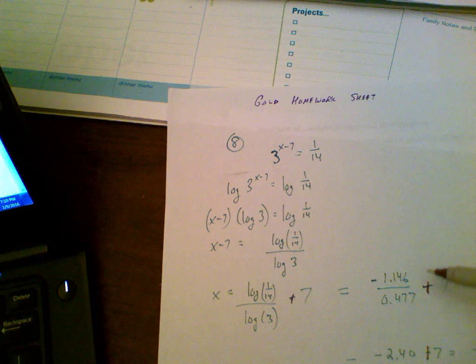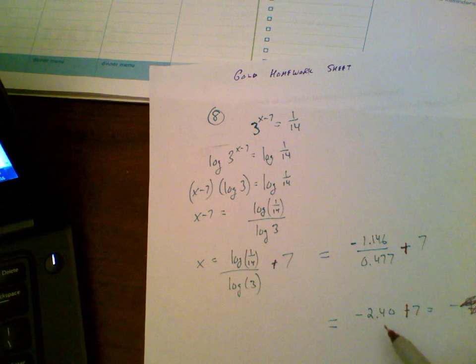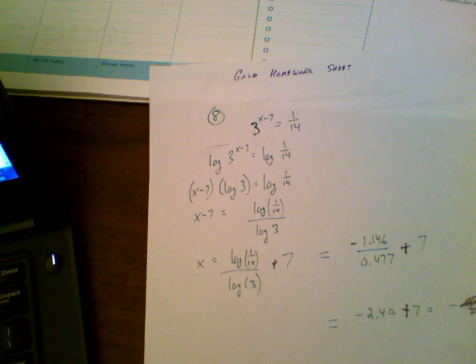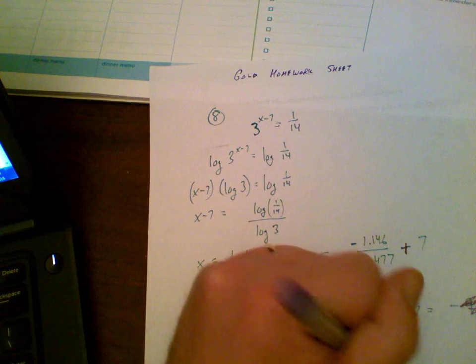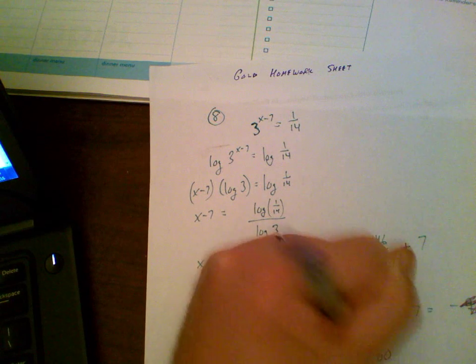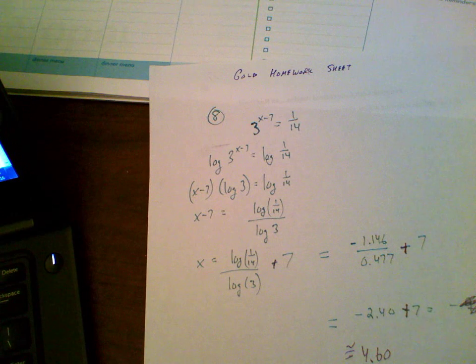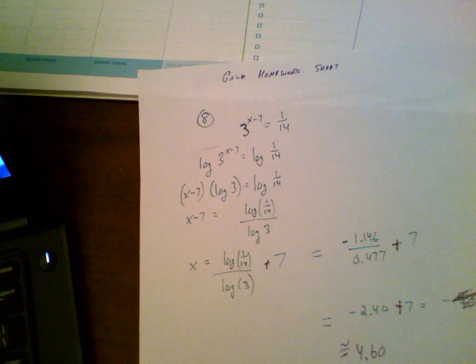Do a little bit of work with my calculator. I have negative 1.146 over 0.477 plus 7. That fraction turns out to be negative 2.40 plus 7. And so when all is said and done, my answer is going to be right around, again, this is a little bit of approximation because of the logs here. My answer will be approximately 4.6.